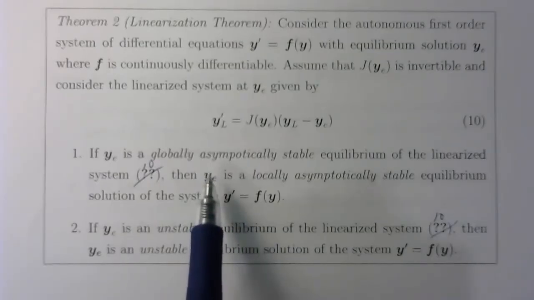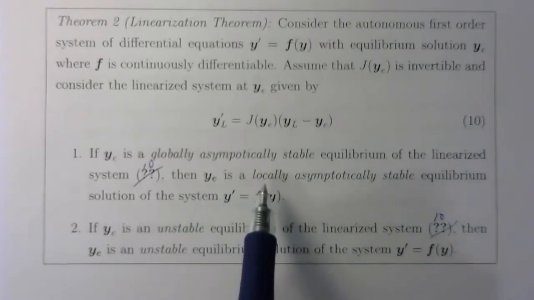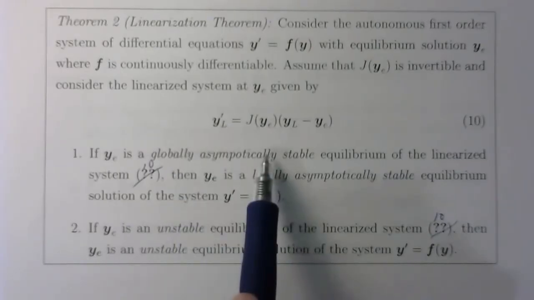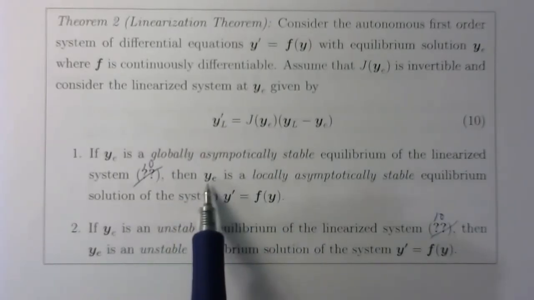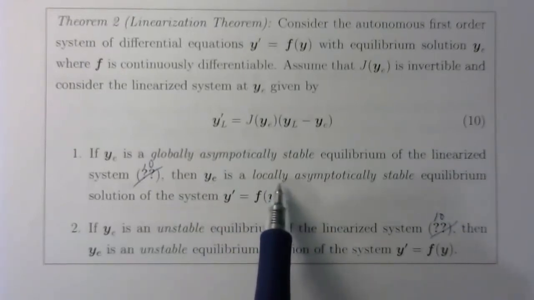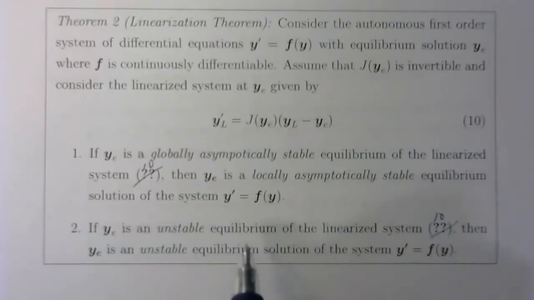But if I linearize and then use that theorem that we just had that says look at the real parts of the eigenvalues of A and make sure they're negative. If that's true, then I have globally asymptotically stable in the linearized system. And that implies that that same equilibrium is locally asymptotically stable for the nonlinear. And then if it's unstable in the linear system, it's also unstable in the nonlinear system. So all of that should look familiar.